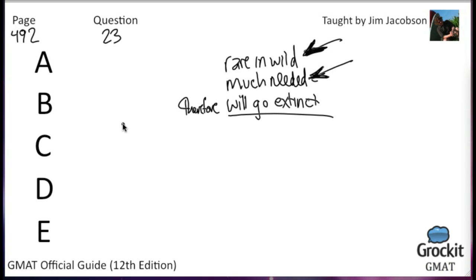So we need one of these two things to be addressed. Choice A, the drug made from Ebora bark is dispensed to doctors from a central authority. Doesn't address them being rare in the wild or much being needed. That's not it. Choice B, the drug made from Ebora bark is expensive to produce.